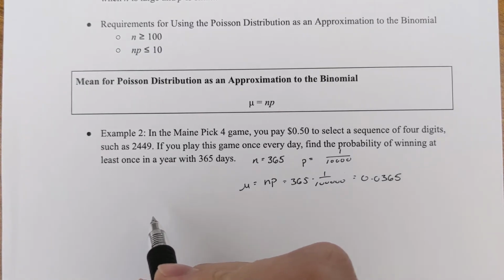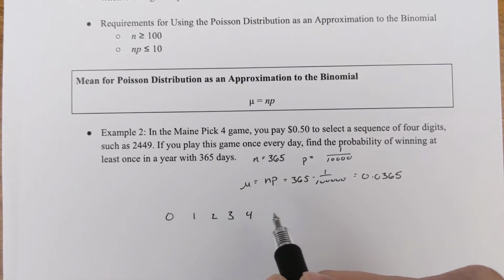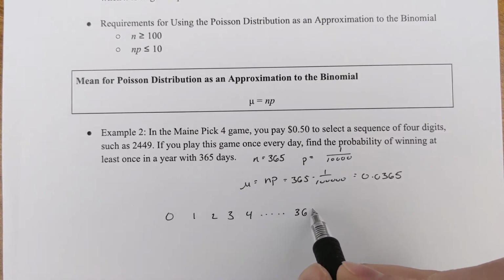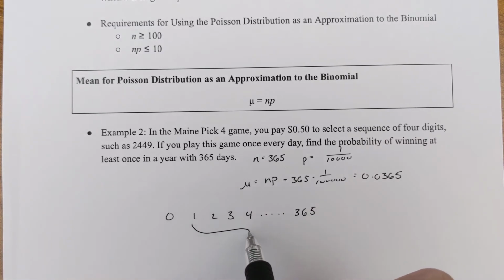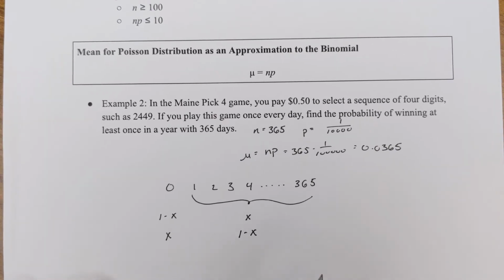Because if you think about it, the possibilities are I could win never, once, twice, thrice, 4 times, and so on, all the way up to 365. So the question wants that probability. But the two probabilities have to add up to 1. So whatever this is, if this is the probability I'm looking for, this value here has to be 1 minus x. Or vice versa. If I can find this one, I can subtract it from 1 to get that, because that's all the rest of the options.